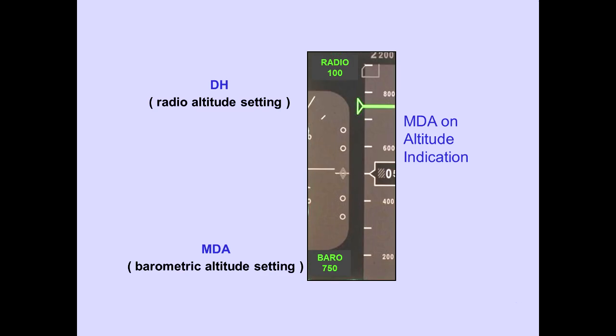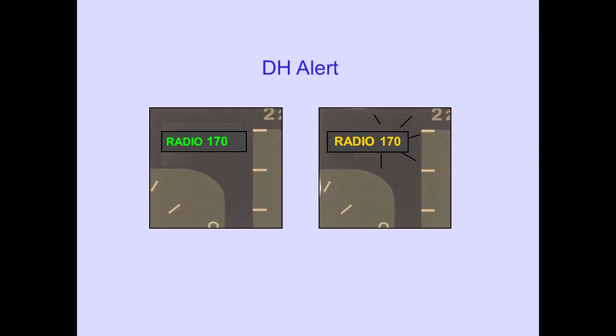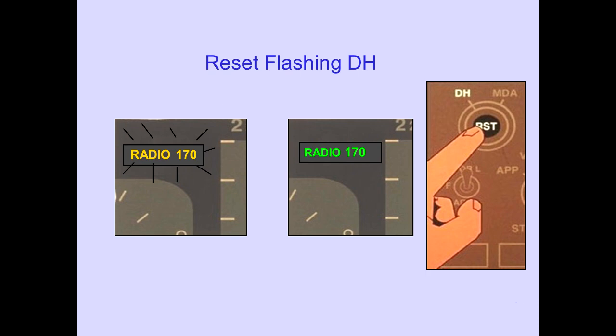Minimum descent altitude, a barometric altitude setting, and decision height, a radio altitude setting, are displayed if selected on the respective EFIS control panel. An MDA indication is displayed on the altitude indicator. Descending below the set decision height changes the display to an amber flashing radio altitude. The flashing radio altitude is reset automatically on go-around at 75 feet above the set decision height, or decision height can be reset manually.